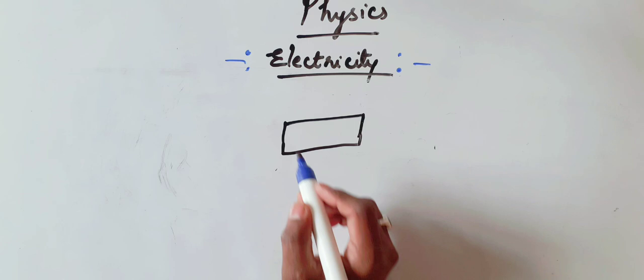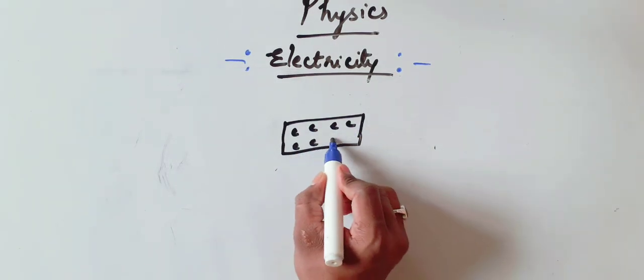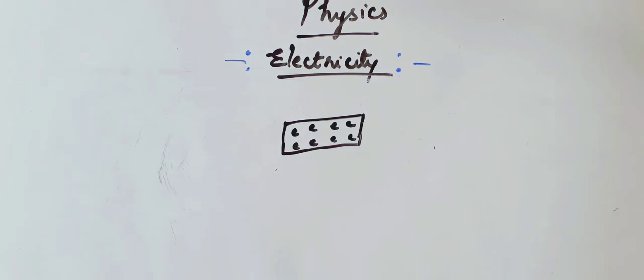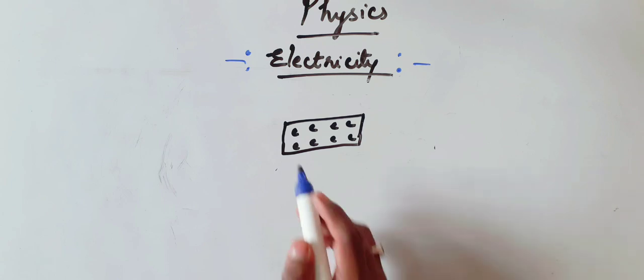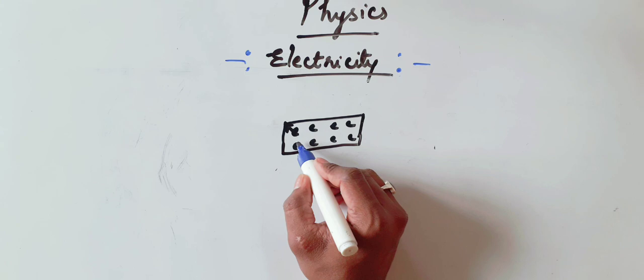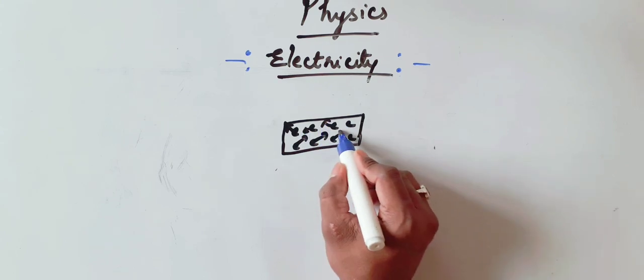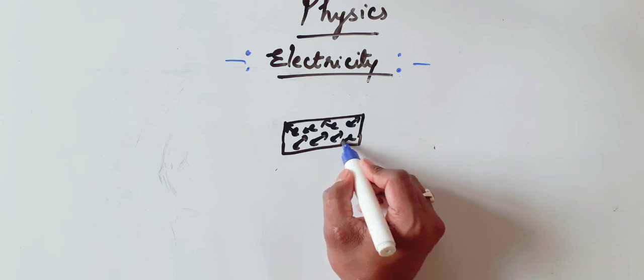There are many free electrons present in a conductor. Okay, but in the case of insulator, only bound charges are present, not free electrons. And in the conductor, these electrons are moving here and there randomly. Okay, not in a particular direction. It moves in a zigzag path.